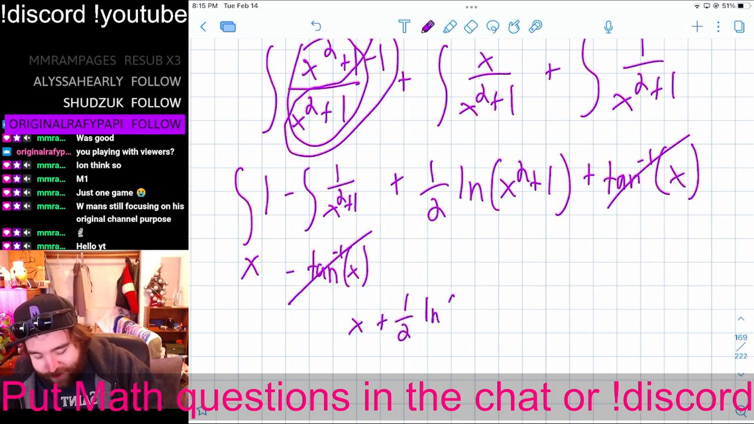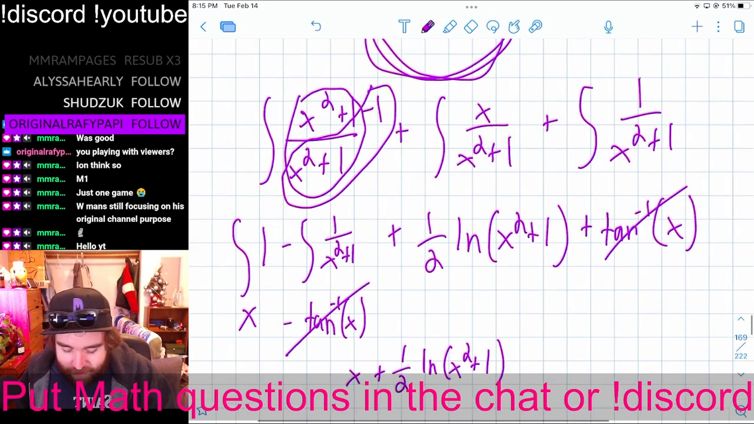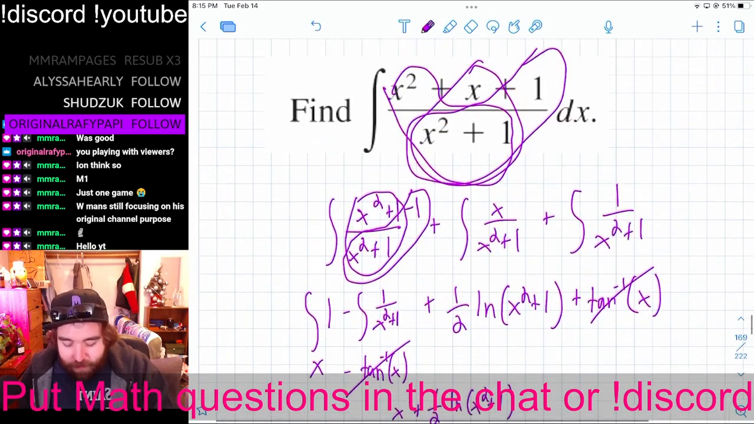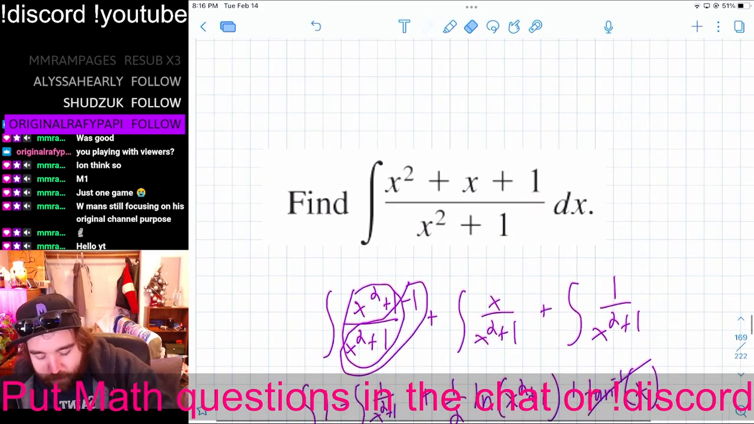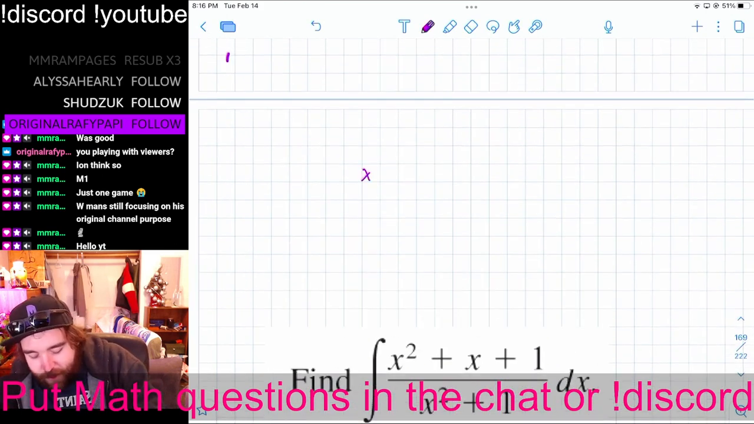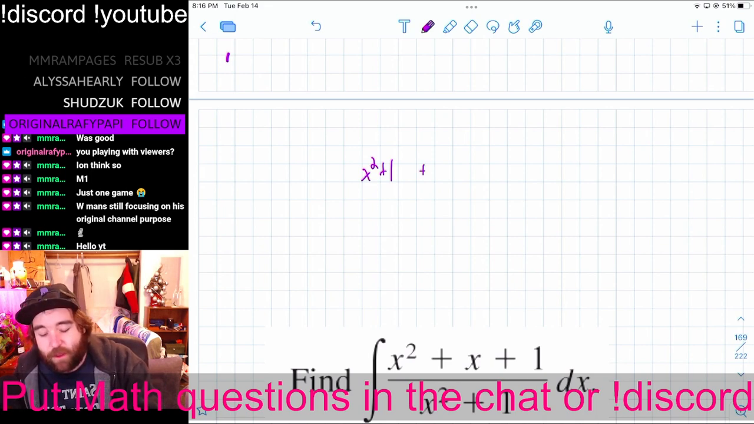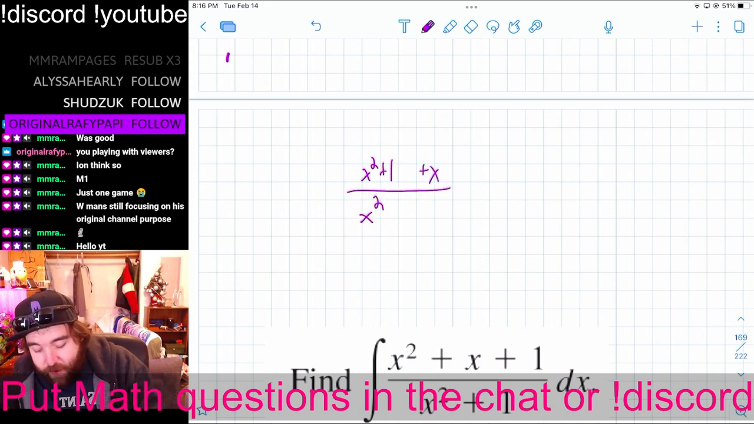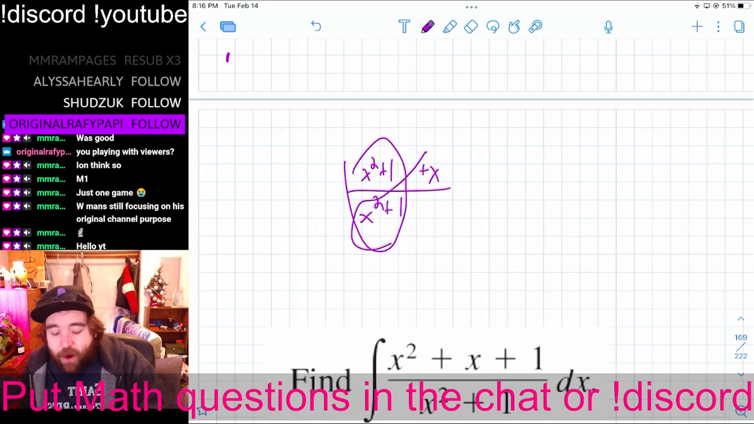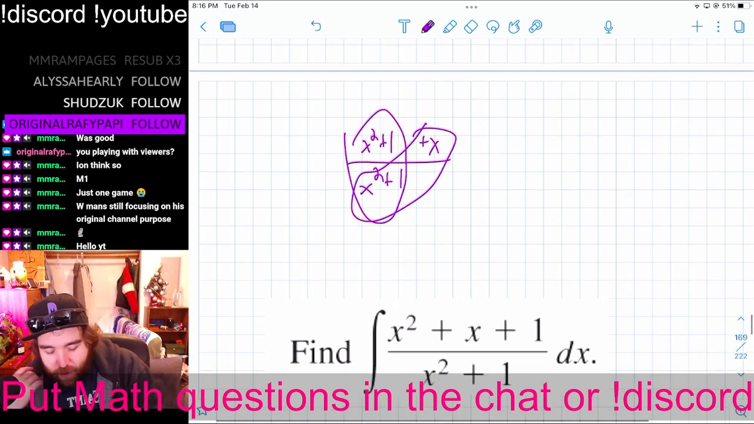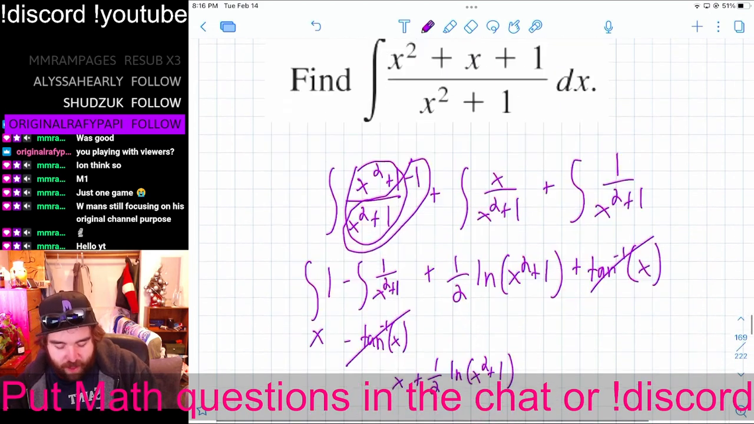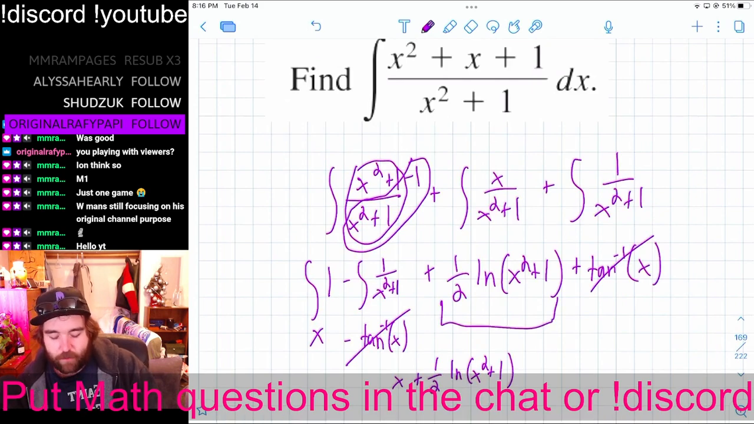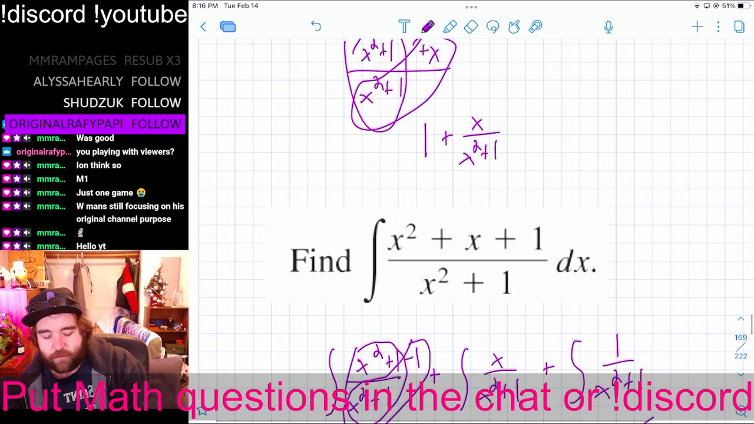plus 1/2 ln of x squared plus 1. Yeah, that's because what we should have done from the very beginning is rethought about this as x squared plus 1 plus x over x squared plus 1. And then straight from there, heart it like this. Because that right away allows you to rewrite this as 1 plus x over x squared plus 1. And then we got that integral above, and the integral of 1 is simply x.